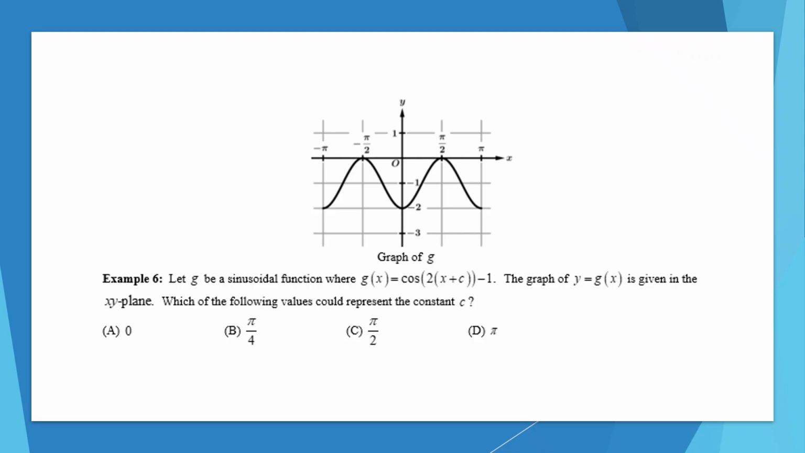So looking at 0, right? If there's no phase shift on the graph, that would fall right here. That's where x is 0. That is at the minimum going up. That's not what we want. So A is not the correct answer.